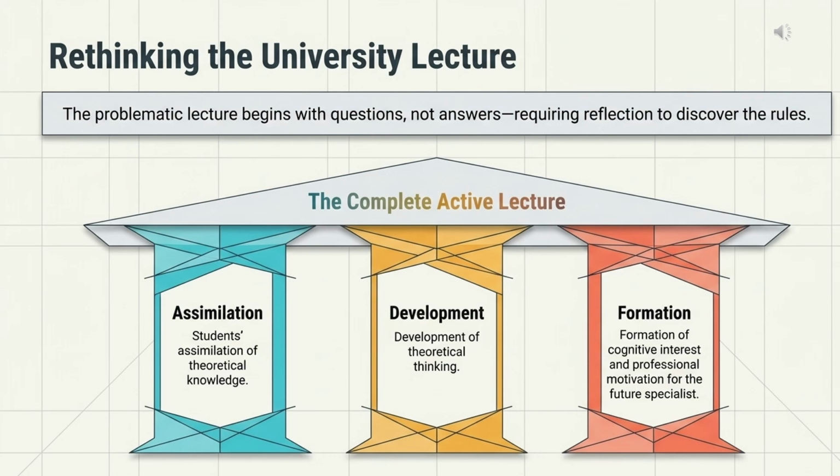Assimilation concerns the mastery of theoretical knowledge. Development refers to the growth of theoretical thinking. Formation, finally, concerns the emergence of cognitive interest and professional motivation. Thus, the lecture is no longer reduced to information transfer. Instead, it becomes a form that informs, develops, and shapes the future specialist.